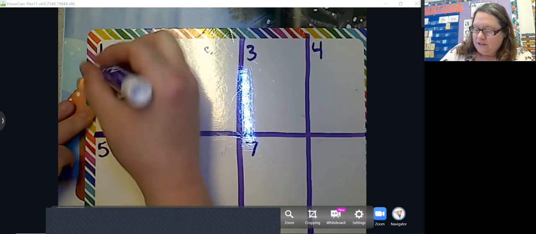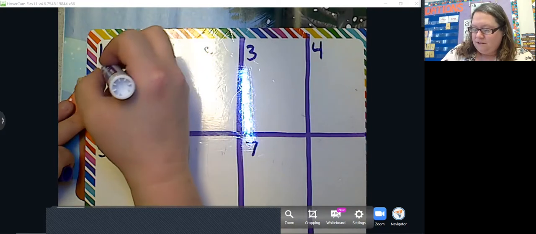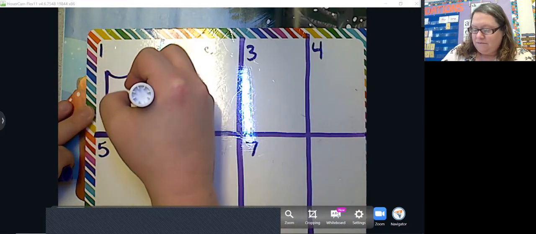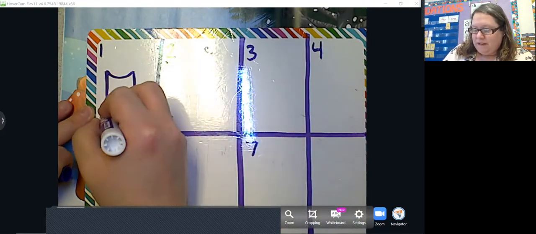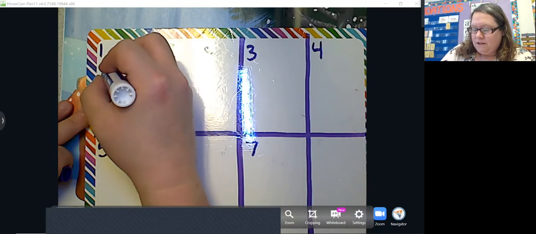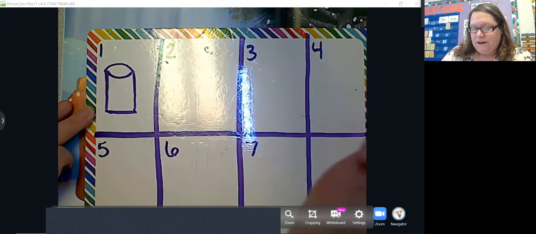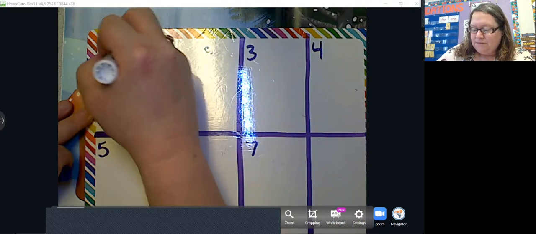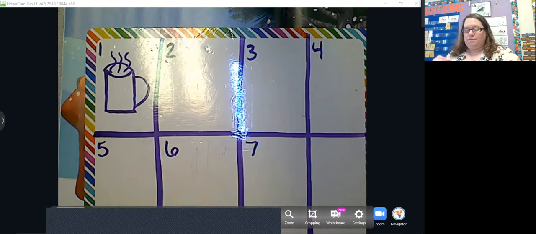That wasn't very good. So I'm going to draw a little line to make my cup. I'm going to go down. I'm going to connect it at the bottom. I'm going to make the circle go around. I'm going to put a handle on it. And then I'm going to draw some steam because it's hot. So there's my hot cocoa. Go ahead and draw that on your board. We are taking notes with pictures.